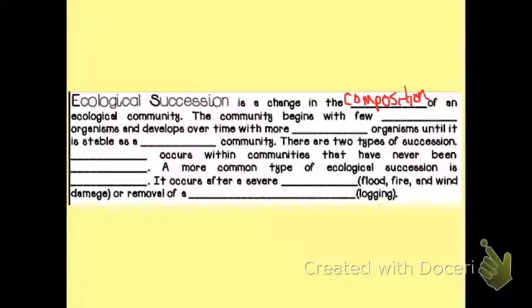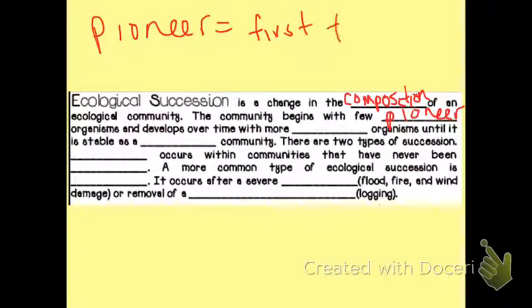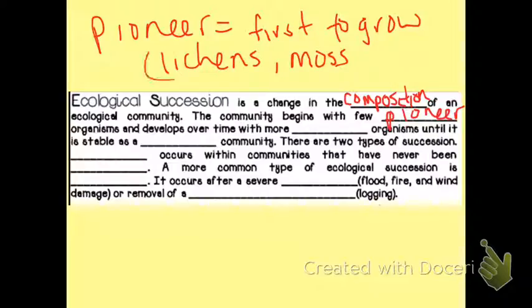All right, so the community begins with a few pioneer organisms. All right, so pioneer, you've all heard that word before. A pioneer organism is going to be an organism that's going to be the first one settling that area, the first ones growing in that area. So first to grow. And your pioneer organisms are going to be like your lichens and your moss. Okay, so those are examples of pioneer organisms.